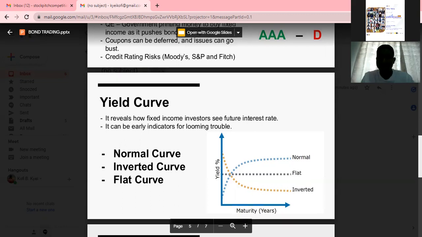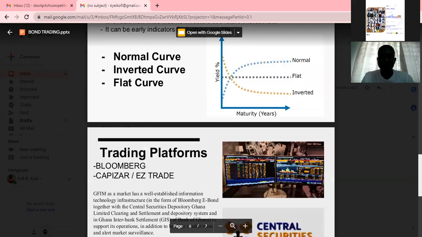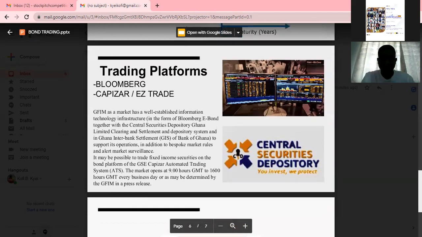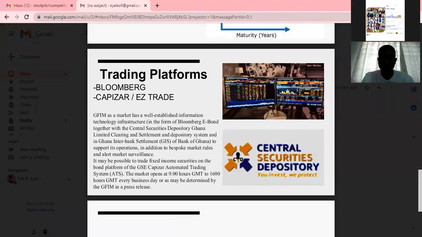And then there is a flat curve when, let's say, you don't expect any change in interest rate and all that. Okay. So let's come to the trading platforms that we use for trading fixed income securities.